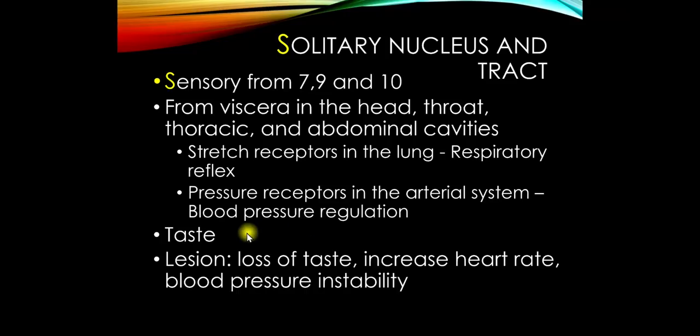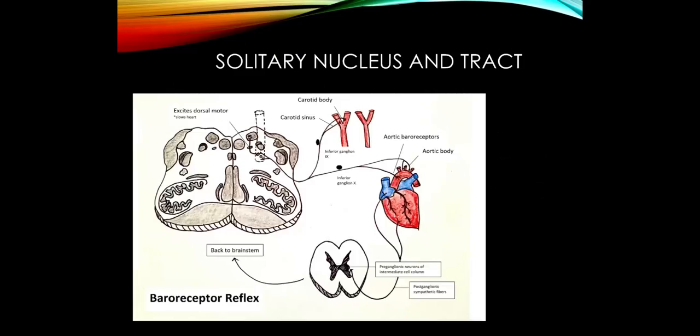In terms of taste, remember the anterior two-thirds of the tongue is taste for 7, the posterior one-third 9 and 10, and so taste is destined for the solitary nucleus and tract via those cranial nerves. So therefore, if we have a lesion of the solitary nucleus and tract, we're going to have a loss of taste. And because of the distortion of the information coming from these pressure receptors, that leads to an increase in heart rate. That's called tachycardia. And it tends to lead to blood pressure instability, which means a patient with a stroke, let's say in that area of the medulla, their blood pressure may widely fluctuate up and down.